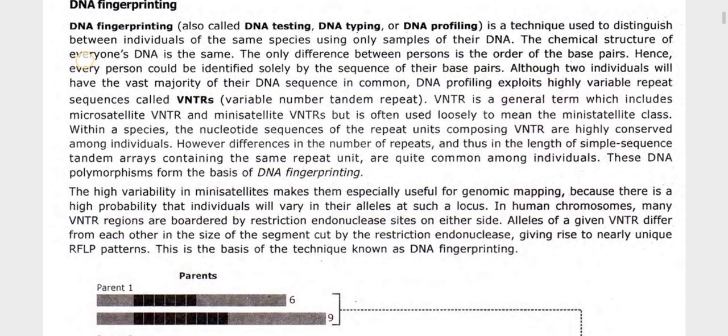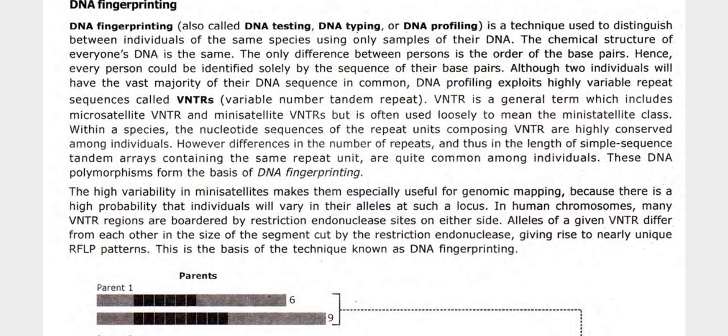Next is about DNA fingerprinting. DNA fingerprinting, also called DNA testing, DNA typing, or DNA profiling, is a technique used to distinguish between individuals of the same species using only samples of their DNA. The chemical structure of everyone's DNA is the same. The only difference between persons is the order of the base pairs. Chemical structure will be similar. So within a species, the only difference between persons is the order of the base pairs. Hence, every person could be defined solely by the sequence of their base pairs.